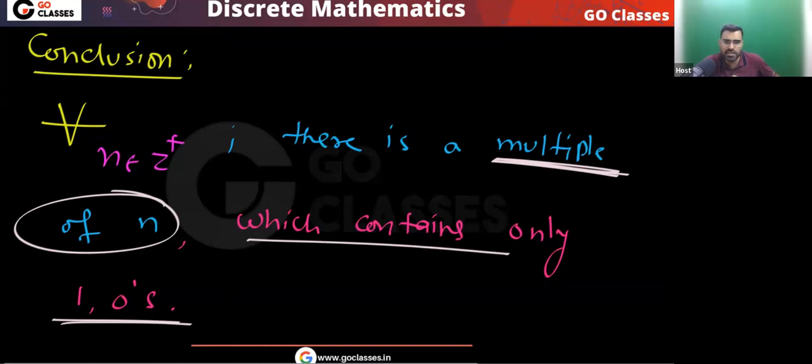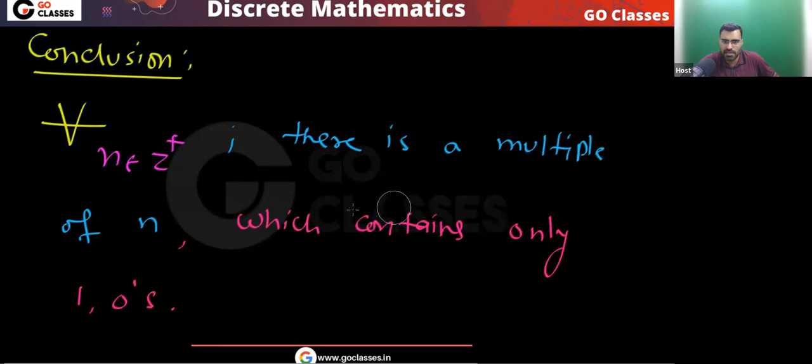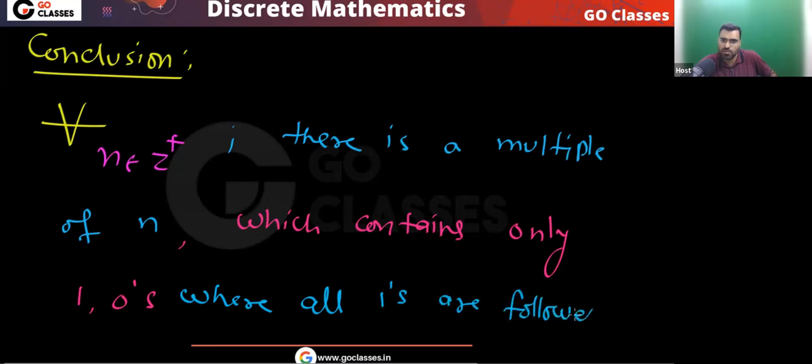Now, one more interesting thing, if you notice from this proof, you tell me, can I say there is a multiple which contains only 1s and 0s where all ones are followed by all zeros?